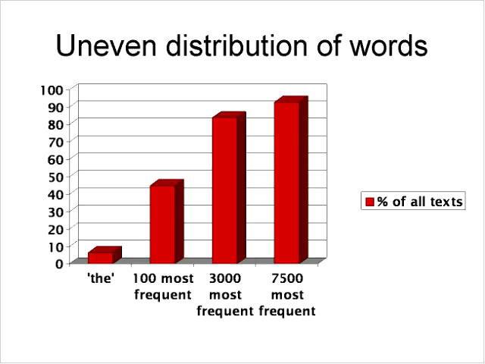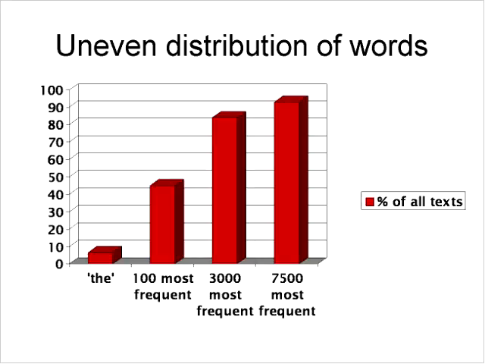Words are not distributed equally in the language. The word the, just the word the on its own, makes up about 6 or 7% of all English text. So that's really worth learning, because once you've learned the word the, then you're reading something or listening to something, and you already understand about 7% of the words, which is pretty handy. The 100 most frequent words, that's interesting, make up even more, about 42%, and then it goes up.